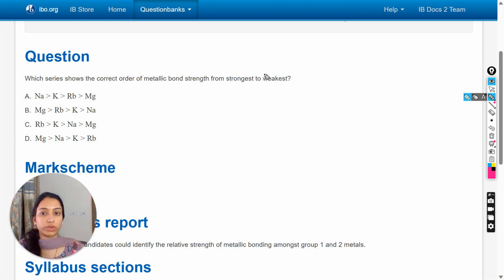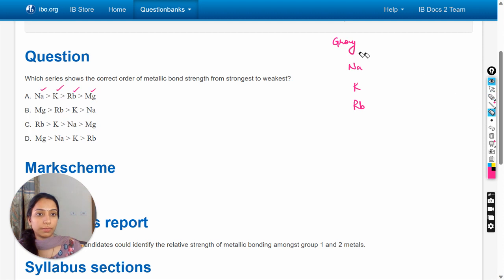Which series shows the correct order of the metallic bond strength from strongest to weakest? And here metals are given: sodium, potassium, rubidium, magnesium. And we can see here that sodium, potassium, rubidium are group 1 elements and magnesium is group 2 element.